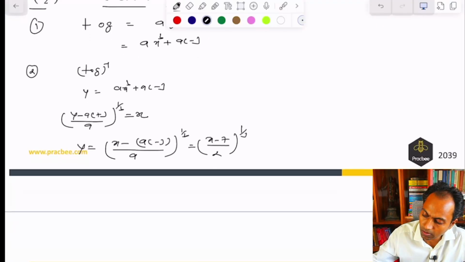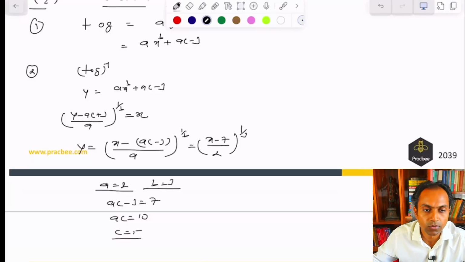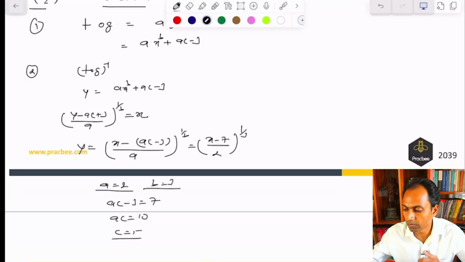Now if I do an element by element comparison, then the value of a comes out to be 2. The value of b comes out to be 3. Also AC minus 3 comes out to be 7. Since AC is equal to 10, C comes out to be 5. We have got the value of all the important terms.